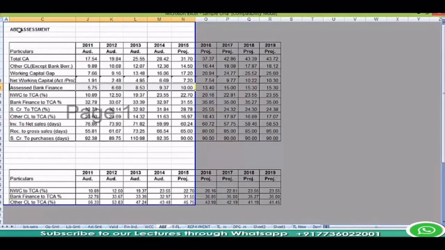So this sheet is very important because it is going to tell how the company has financed its current assets, what are the combinations, how much is from net working capital, how much is from bank finance, how much is from sundry creditors, how much is from other current liabilities. And it is also going to talk about certain critical numbers of days, which is very important in understanding the working capital management of the customer. So this sheet talks about all those, that is ABF assessment.